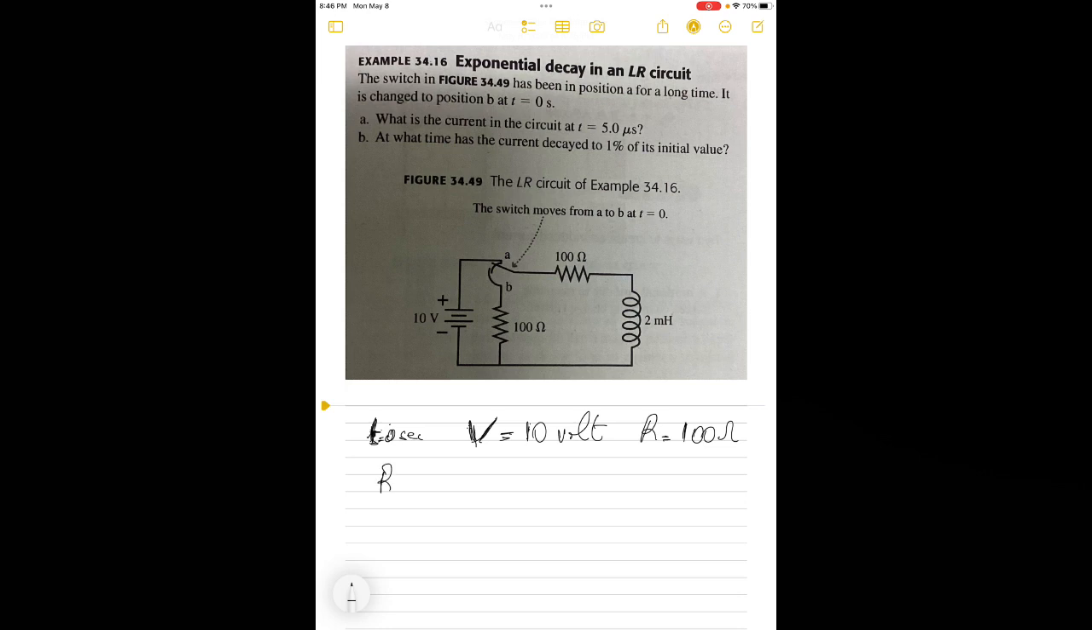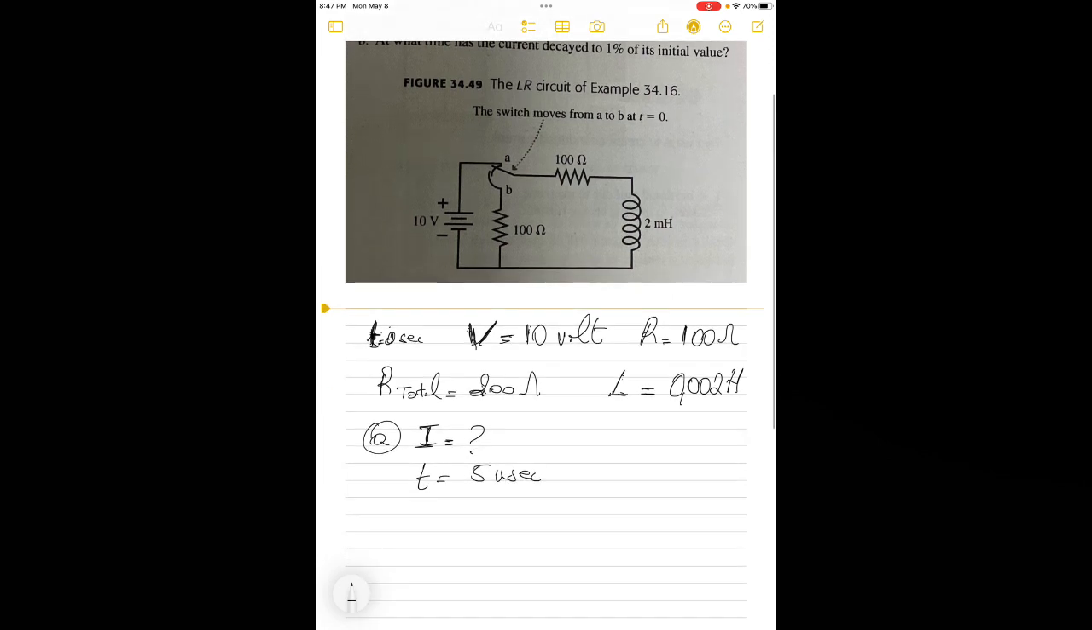And if we count the total resistance, it is 200 ohms because they are in series, and we have an inductor of 0.002 henry. So they are asking us, what is the current at a time of 5 microseconds? So we can use the formula of a decay, and we can find the initial current before the switch goes to B. So we will know the initial current, and then we can find the final current.